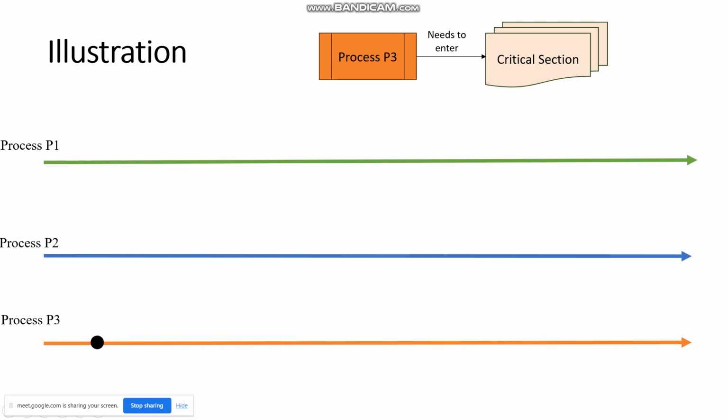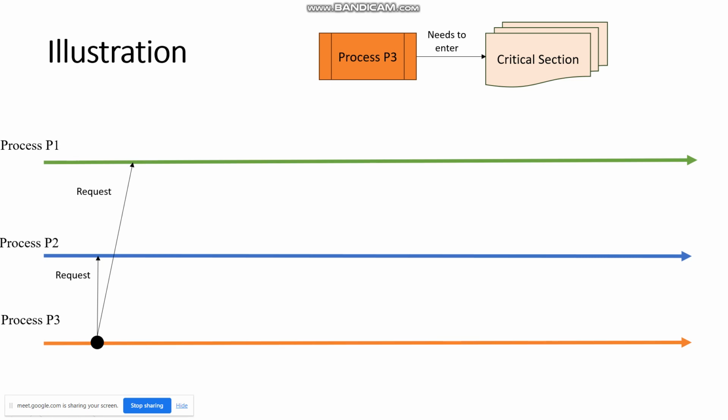So what's the first step? P3 has to send the request message to all the other processes. Are you all clear? Students, are you listening? Yes, ma'am. Okay. So now process P3 sends the request message to process P2 and process P1. This is the first message.